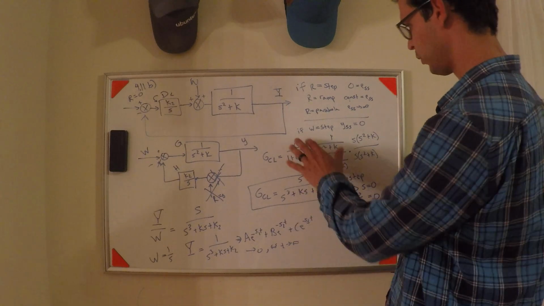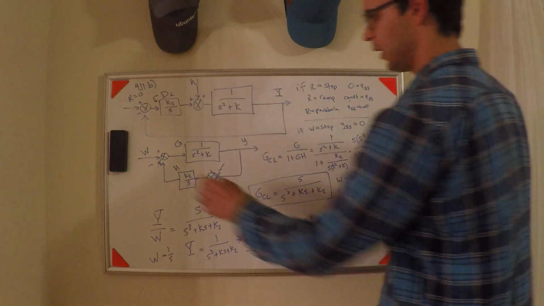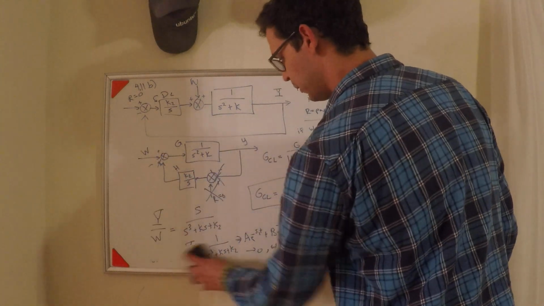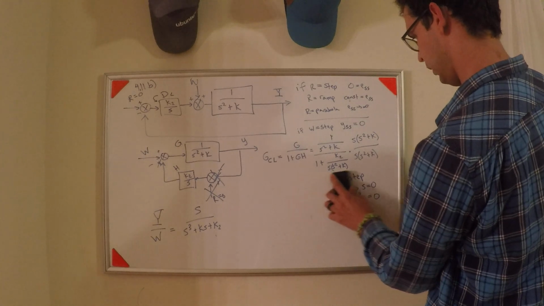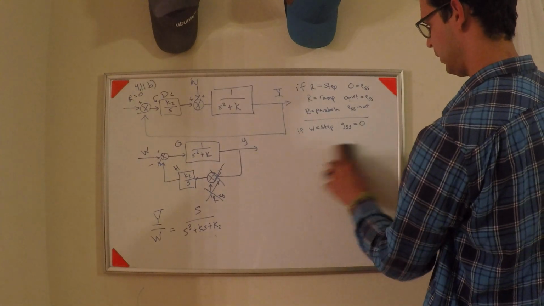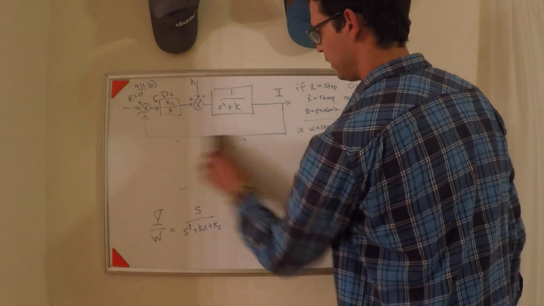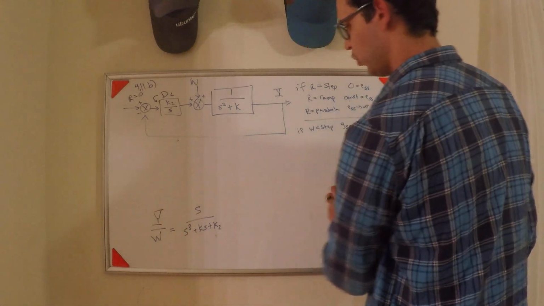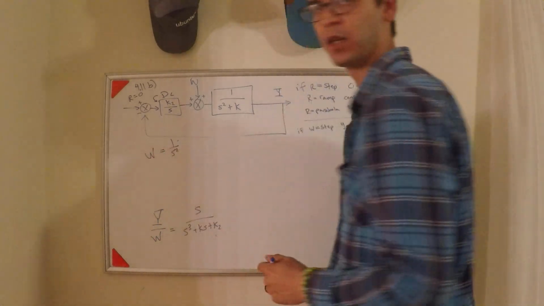Okay? So we already know that if W is a step, Y steady state is 0. Okay? So now what happens if W is a ramp? I'm going to get rid of this, and this, and this. Actually, I'm just going to get rid of that. Okay? So what happens if W is a ramp? So if it's a ramp, it's 1 over S squared.